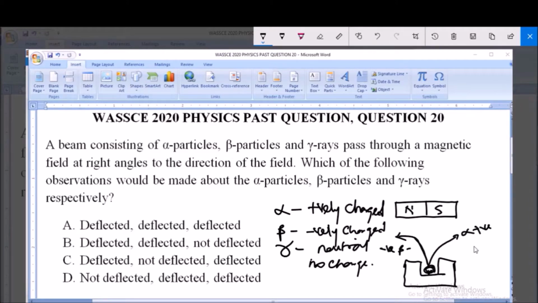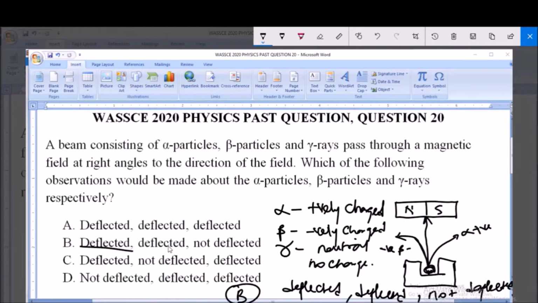Now the gamma rays, which has no charge, will be neutral, will not be deflected. So you can see now that the alpha particle will be deflected, the beta particle will be deflected, but the gamma rays will not be deflected. And this is option B. It says alpha particle deflected, beta particle deflected, and gamma rays not deflected, because the gamma ray is neutral, it has no charge. So therefore, the answer to this question is option B.